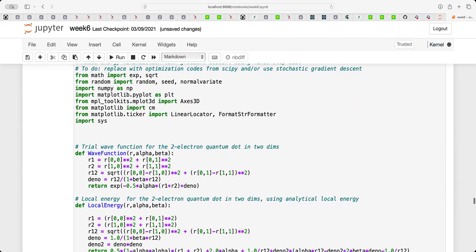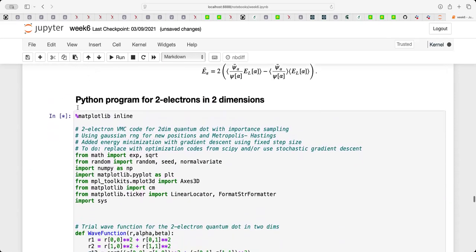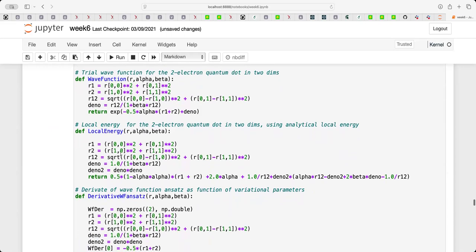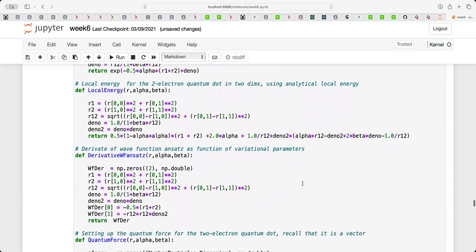So this contains importance sampling as well. So you have the trial wave function. This is the harmonic oscillator plus a correlated part, which we are not dealing with now. So the first element here is just a plain harmonic oscillator. Then I have an analytical expression for the local energy. So I don't need to evaluate the second derivative.